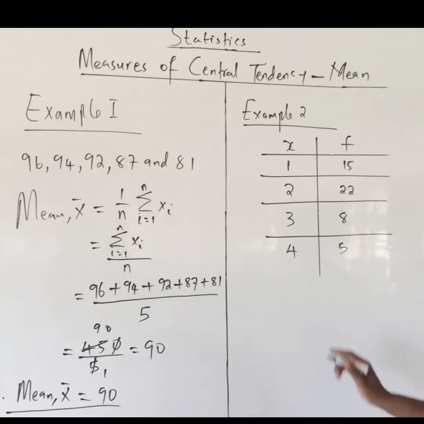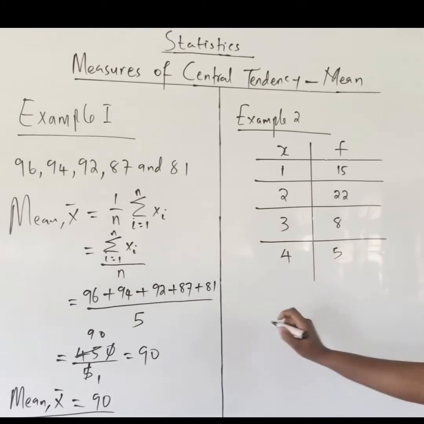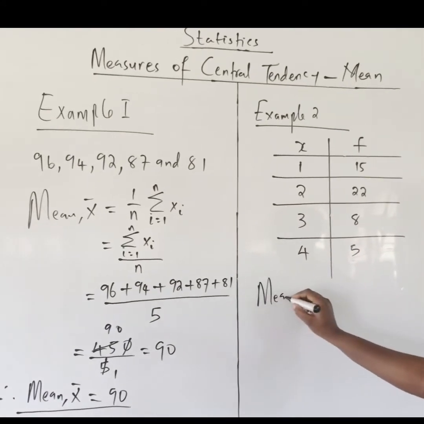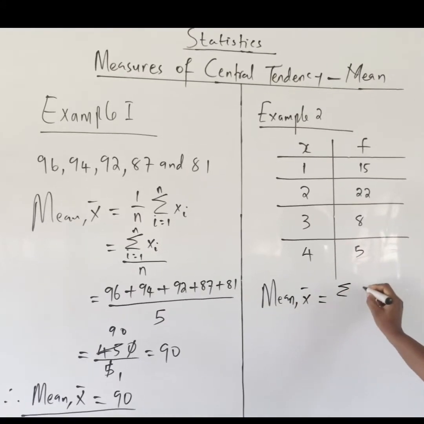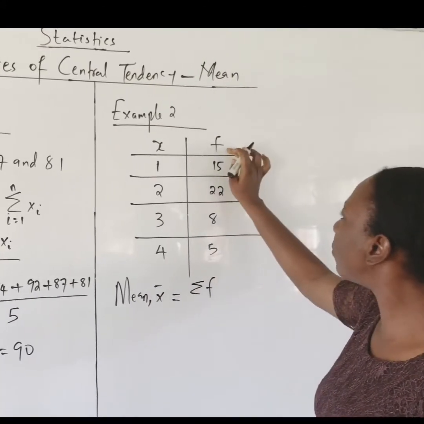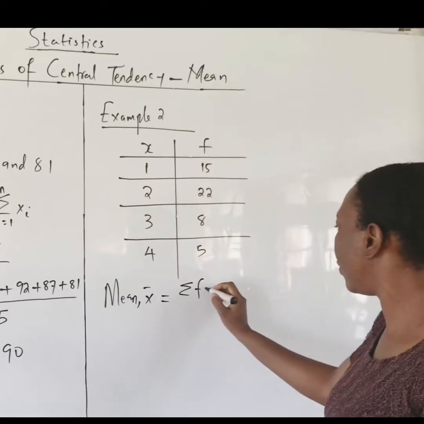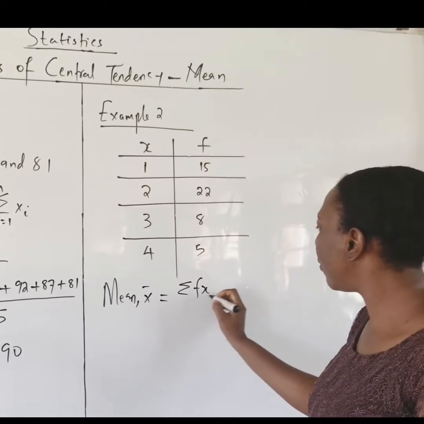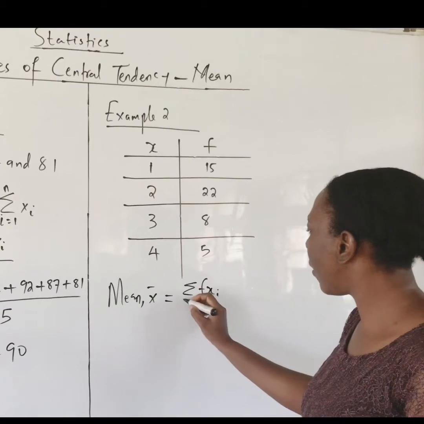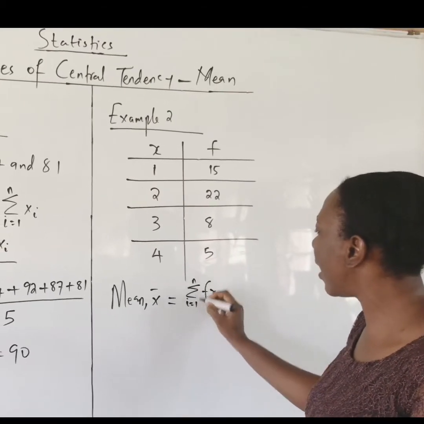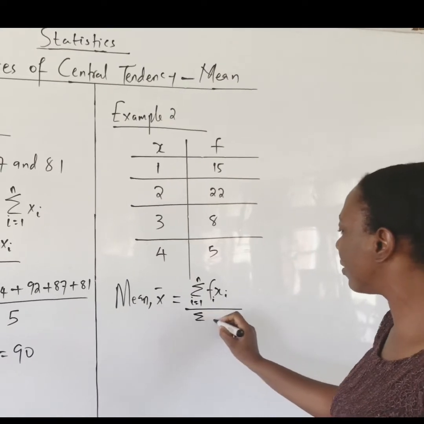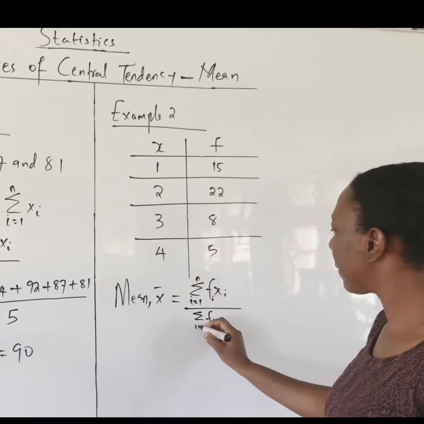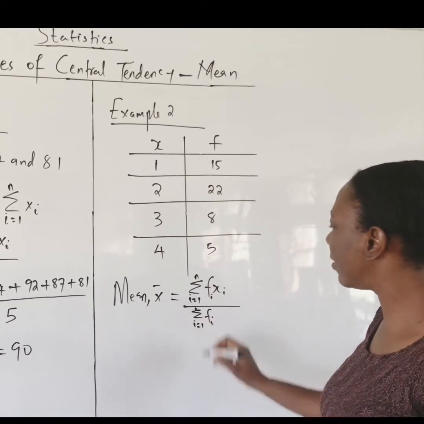So to find the mean of this, we take the sum of the product of the frequency and the value. Remember, our i ranging from 1 to n, and we'll divide by the sum of the frequencies. I also ranging from 1 to n.